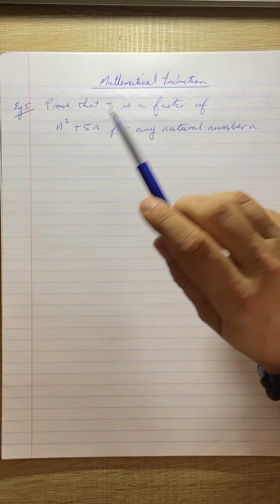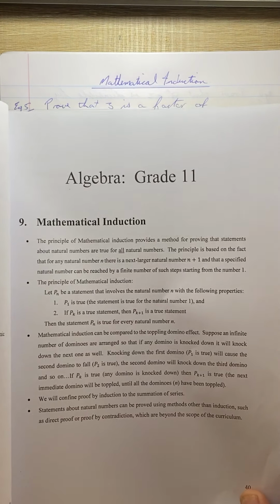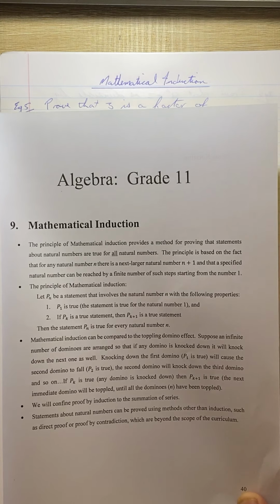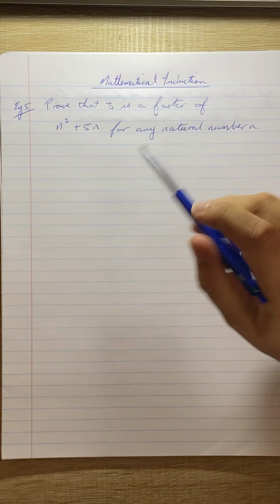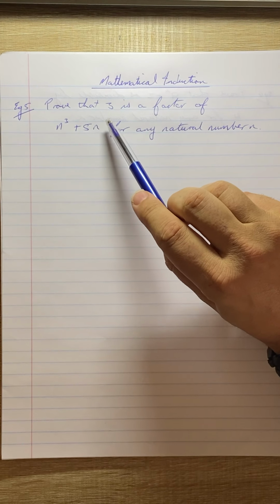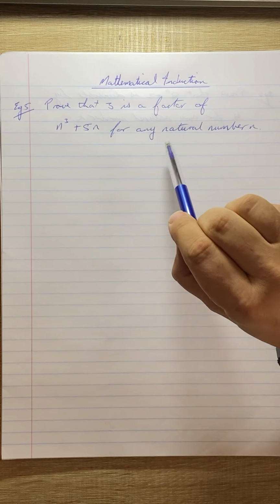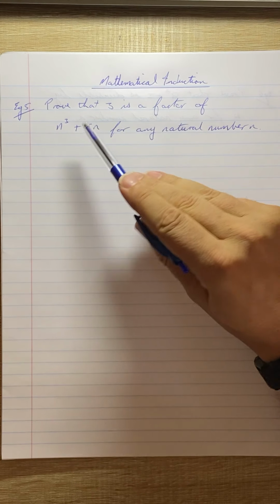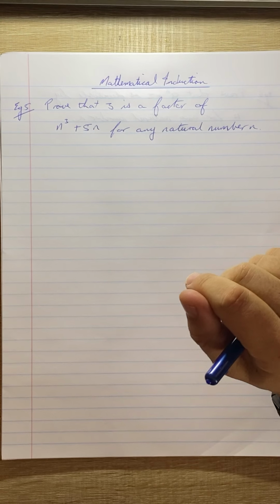So if we look at example 5, and guys, if you want to know in your books, I am working from this chapter here. Chapter 9, algebra, grade 11, mathematical induction. From your examples there, example 5 is saying prove that 3 is a factor of n cubed plus 5n for any natural number n. In other words, if we choose any natural number for n, plug it into here, it should be divisible by 3, or 3 is a factor of it.